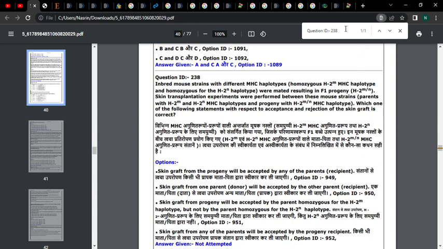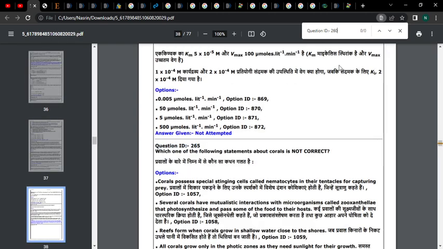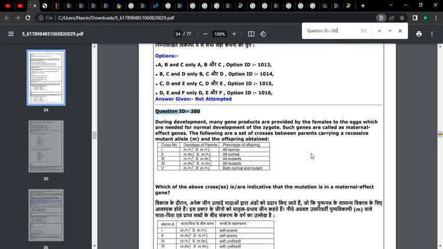So please don't challenge this question. I had analyzed it in the QBA book. You can't challenge this particular question. The next question is question number 260, with regard to maternal effect genes.